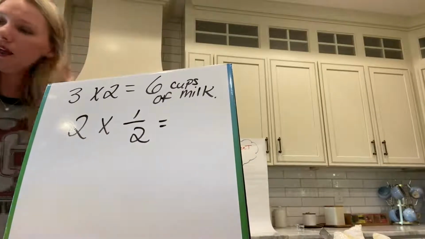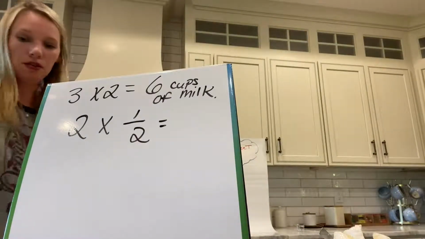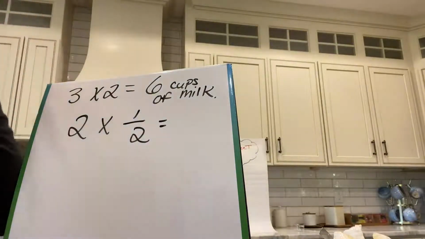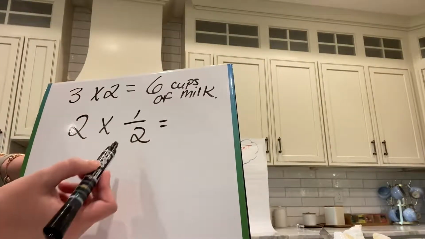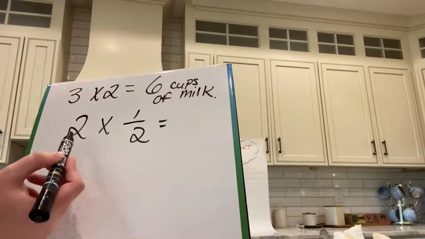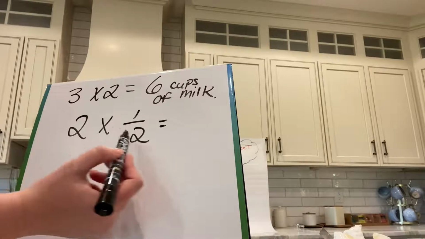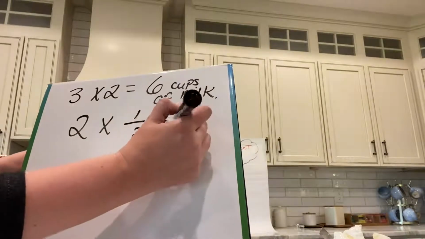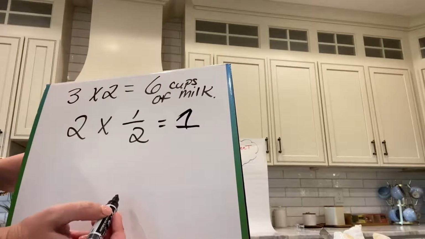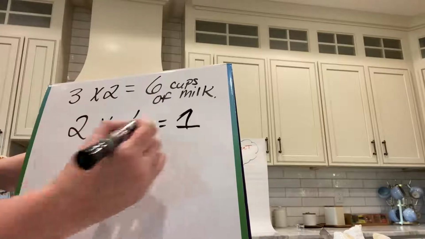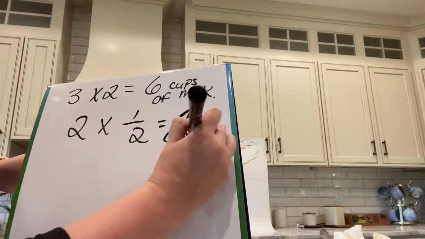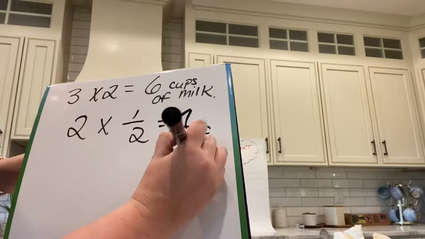Okay? I could draw a model for this, or I could use repeated addition, right? I also know that a half makes up a whole. So if I have 2 of those, if I have 2 halves, I have 1 whole. So this is for my sugar, okay? So I need 1 cup of sugar.